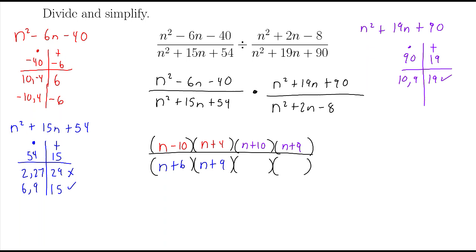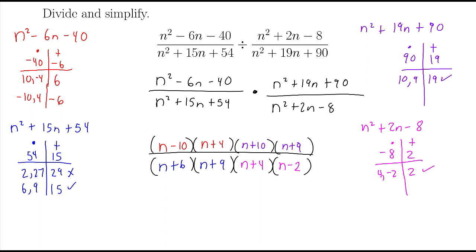And then finally, n squared plus 2n minus 8. I need two numbers that multiply together to be negative 8, but add together to be a positive 2. 4 and negative 2 come to mind first. Those happen to also add up to 2. So n plus 4, n minus 2. Okay, so we've completely factored all the quadratic expressions.